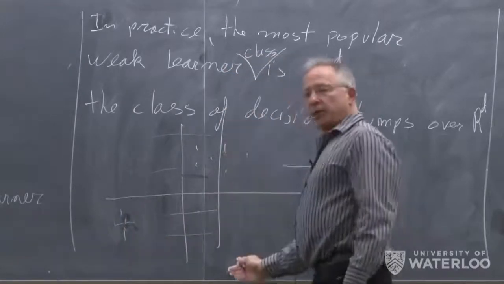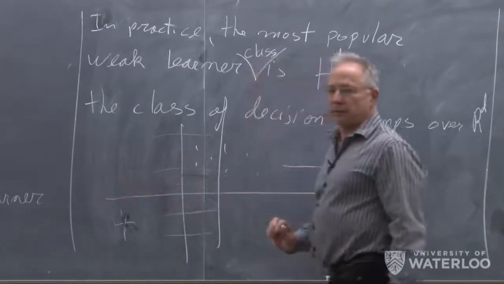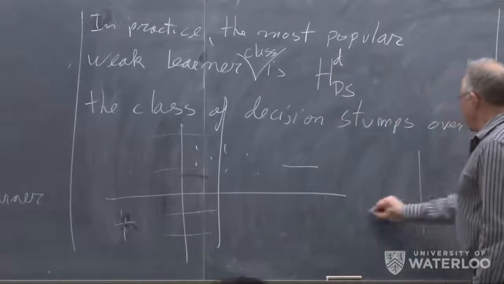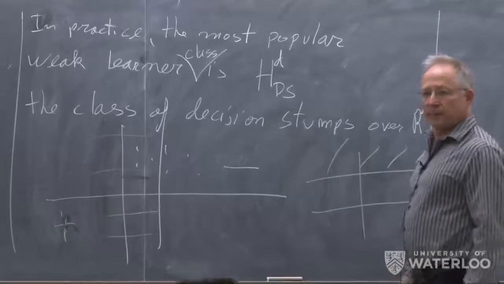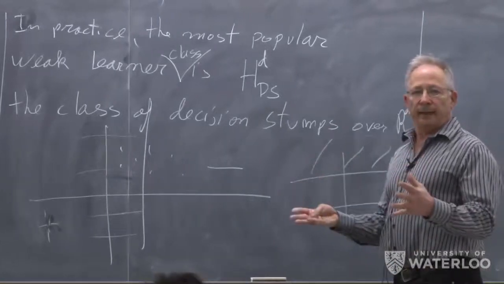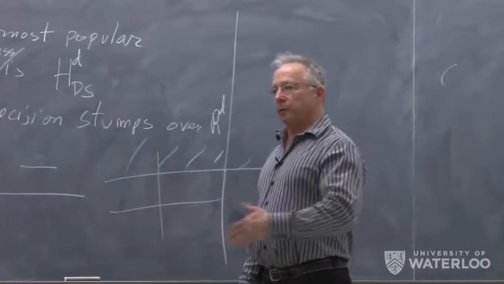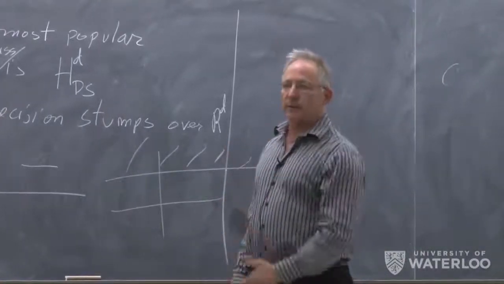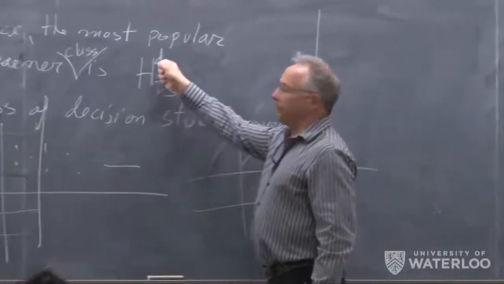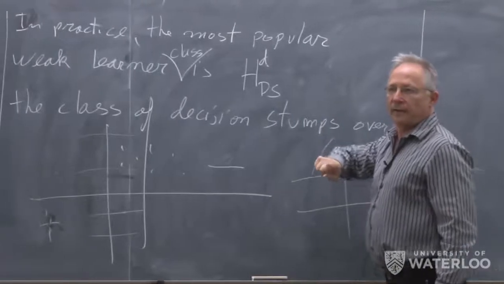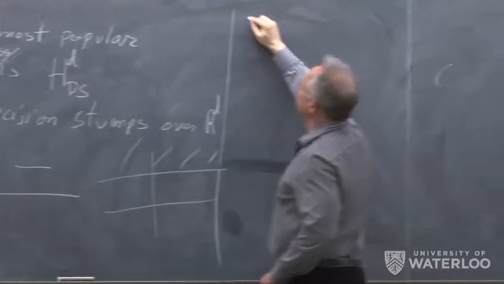So either I project it on some dimension and take a threshold in this dimension, or I can project it on this dimension and take a threshold function on this dimension. So if you have data in R^D, our basic class is going to be the class that chooses a dimension, projects the data on this dimension, and uses a threshold on this dimension. So this is the class of decision stamps in dimension D.